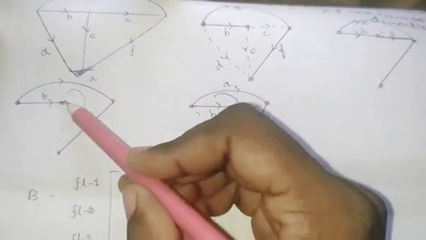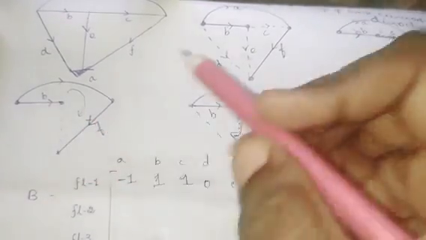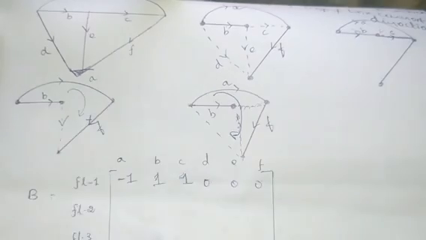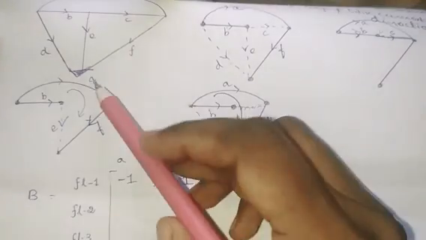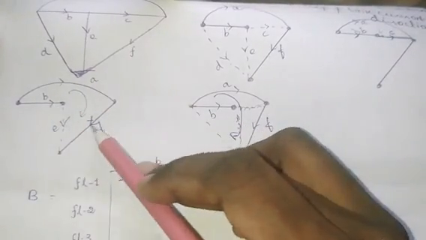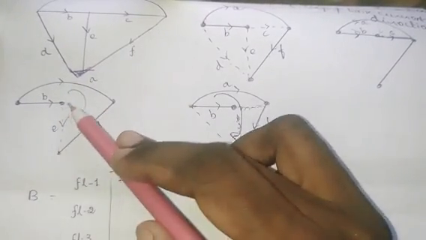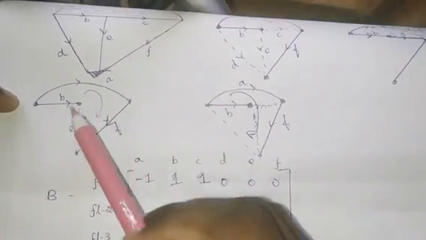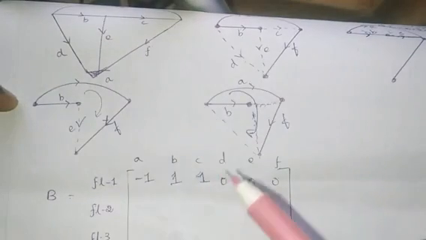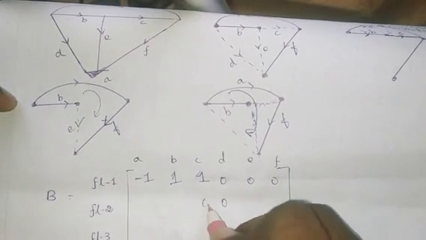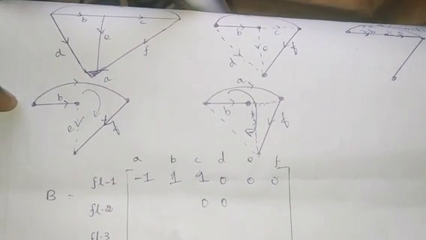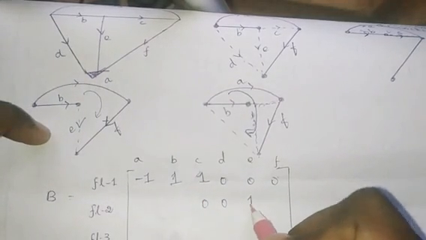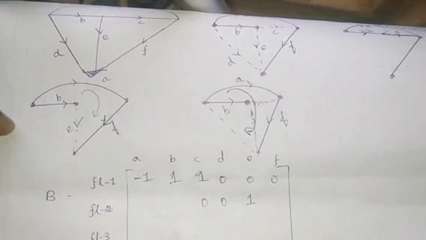Next I connect the second link here. The second link is E, so fundamental loop 2 is formed here. Branches A, B, E and F make the fundamental loop 2. So the remaining branches are D and C. The branches D and C take the value 0, and the link corresponding to this fundamental loop is E, so it takes the value +1.